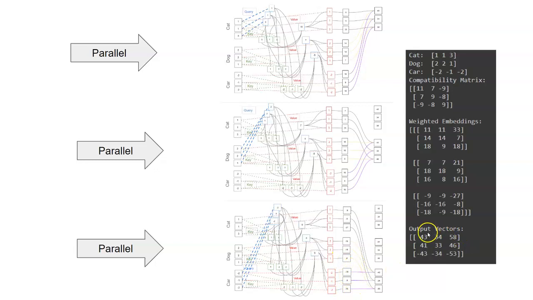And the entire output is 43, 34, 58, this one. And 41, 33, 46, this one. And the last one is minus 43 and minus 34 and 53, this one. Okay.